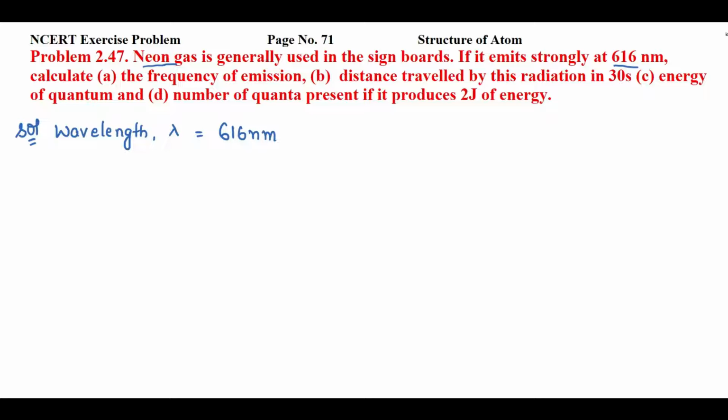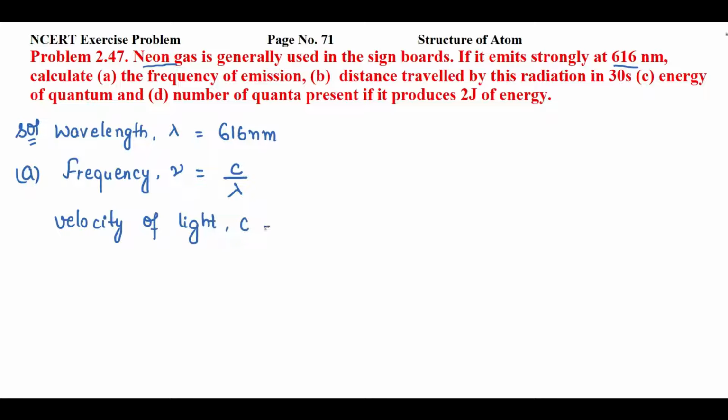Now first of all, we'll find frequency of emission, right? So for frequency, we'll see the relation, right? Frequency is denoted by nu and it is given by C by lambda, right? Now here lambda is wavelength and C is velocity of light, right? So velocity of light, you have to remember this value. It is 3 into 10 raised to power 8 meter per second.